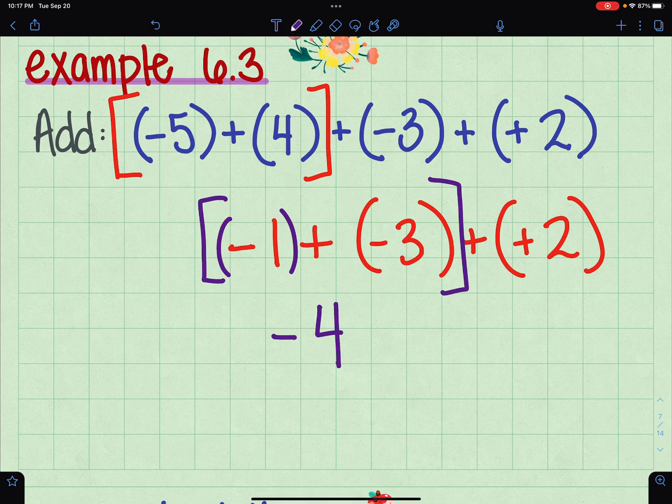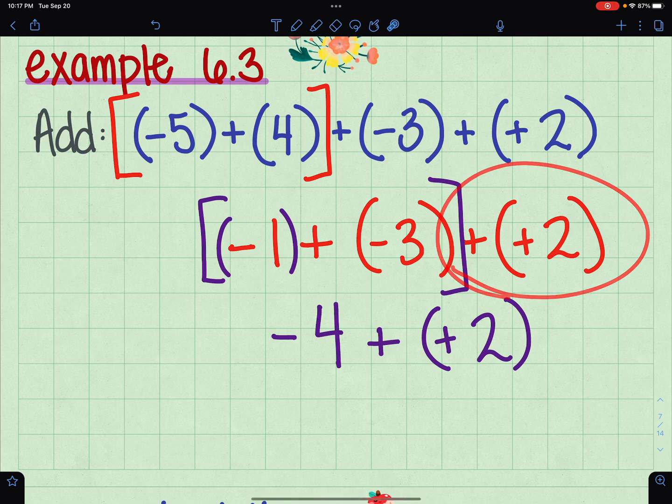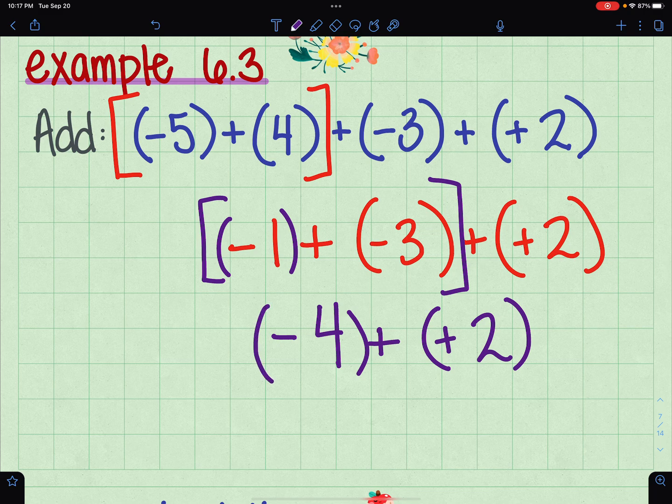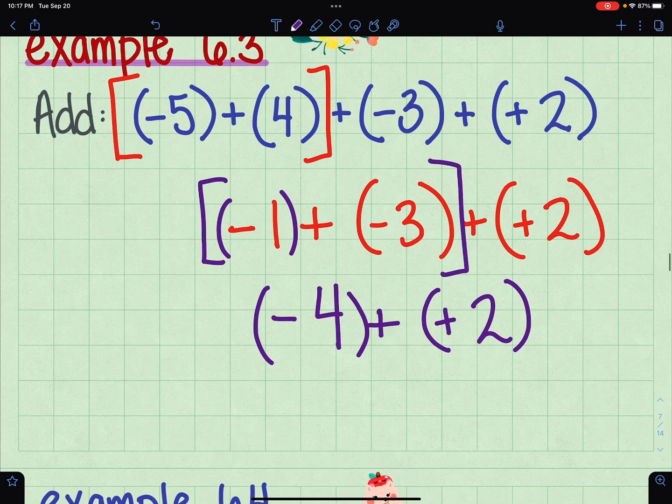Now I'm just going to bring down, I already simplified all of this to -4, right? So I'm just going to bring down the rest of the equation, which is this part that's hanging on the end right here that we haven't dealt with yet. But we're going to deal with it now. Okay, so now I'm just adding two numbers together again. And am I going to use rule number 1 or rule number 2? This is going to be rule number 2 because they are different signs.